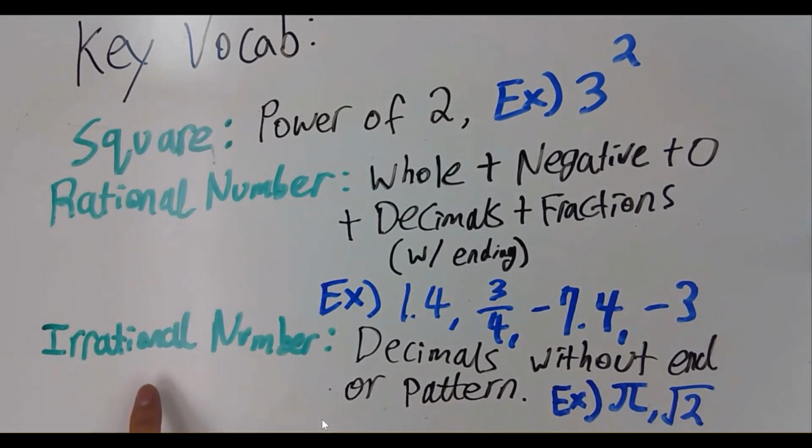Then there are also irrational numbers, and those are pretty much decimals without end or pattern. The most famous examples of irrational numbers are pi and square root of 2. If you plug these two numbers in a calculator, you'll find that pi is 3.1415 and so on, without any specific pattern or an ending. And if you put square root of 2 into your calculator, you will get a decimal that will not have any ending or pattern. And now, what is square root of 2? We will talk about it more in this lesson.